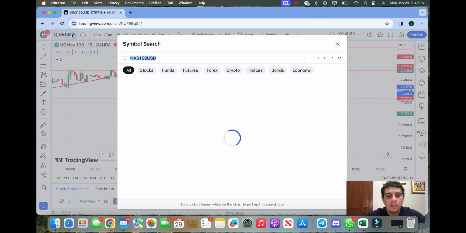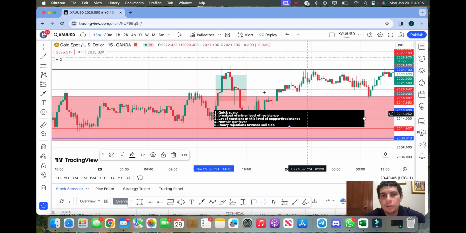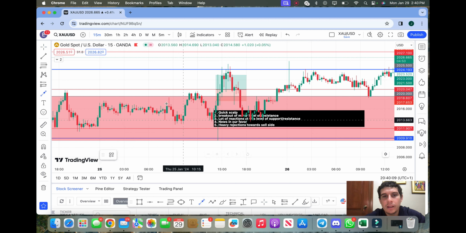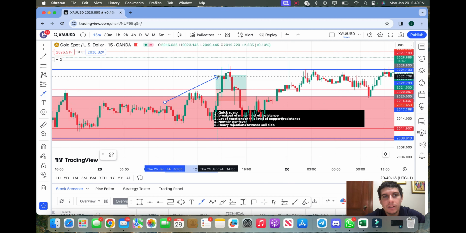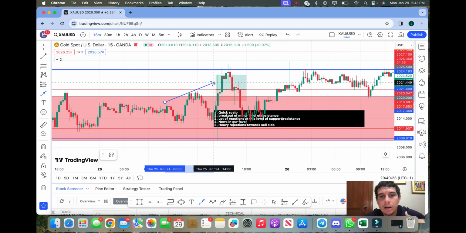XAUUSD buys. Let's go over here. Now this one was a quick scalp. It was a quick one-to-one trade. I was trading the breakout out of this minor level and previous highs over here. Price instantly went into profit and then just came back, tested this stop loss, and then came back and hit take profit again. So this trade was a quick scalp. It was in and out.